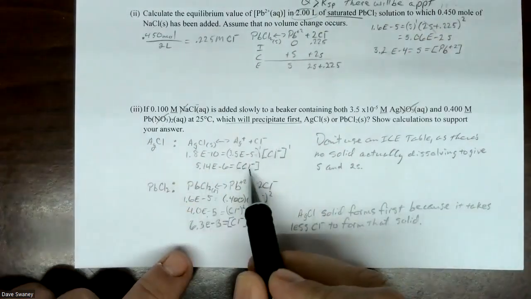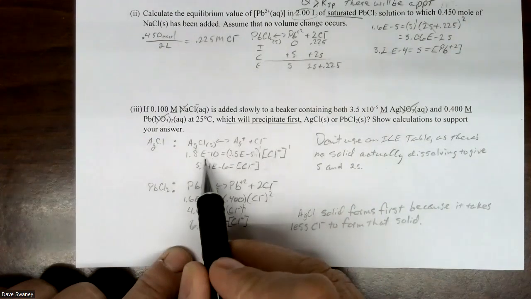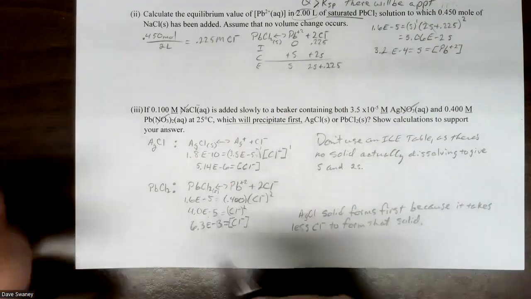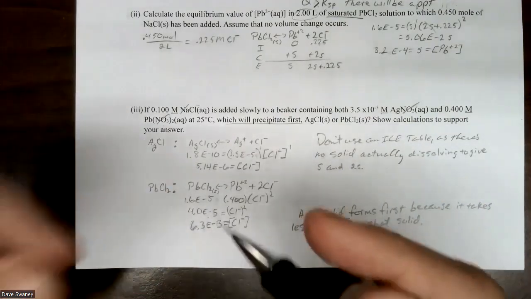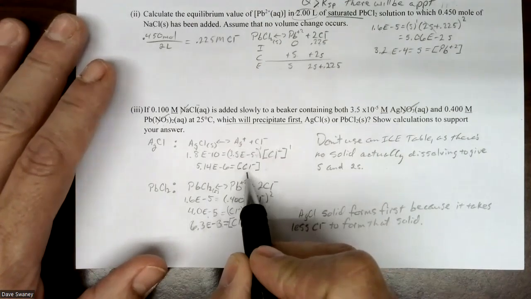So then we divide and we get the Cl minus molarity that would be necessary to cause K to be true. What happens when K is true? Equilibrium is established and a precipitate will form. This is the amount of chloride ion that is needed for a precipitate to form.